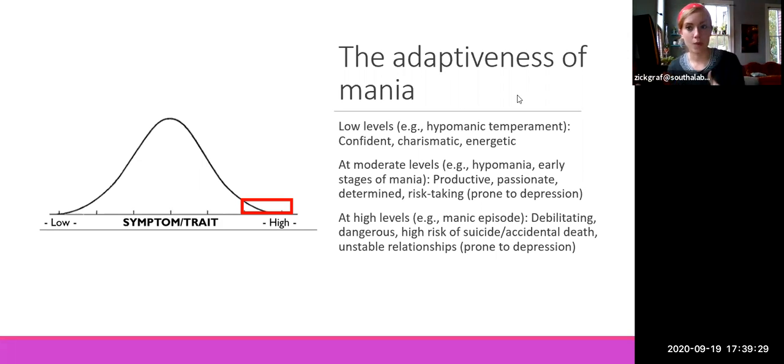At more moderate levels, so hypomania and in the early stages of mania, it's more of a balance, more of a two-sided coin where there are really good things, like being really productive, being really passionate, having a lot of ideas, being really willing to act on them and take risks artistically and personally. And those things can all be really positive and advantageous, but the negative side of that is that people with these moderate levels are more prone to depression, and they're also more prone to mania, which is the highest level expression of this trait. And at that level, there's nothing good about it. It's debilitating, it's dangerous, there's a high risk of suicide, and people who are artistic or passionate about their careers are sidelined from the things that they're passionate about when they're manic.